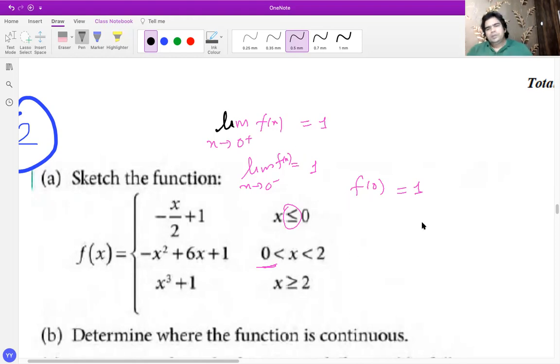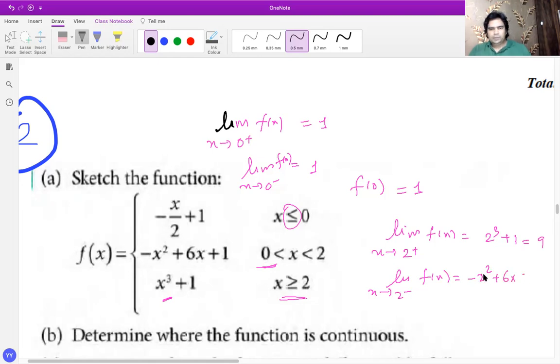Now let's talk about around 2. What happens around 2? When I find the right hand limit around 2, say 2 positive, I'm going to use this function because it is for x higher than or equal to 2. For this function it'll be 2 cubed, which is 8, plus 1, which is 9. Now for the left hand limit, with x extending to 2 negative, that's going to be negative 2 squared plus 6 times 2 plus 1. That's negative 4 plus 12 plus 1, which is 13, minus 4, which equals 9.